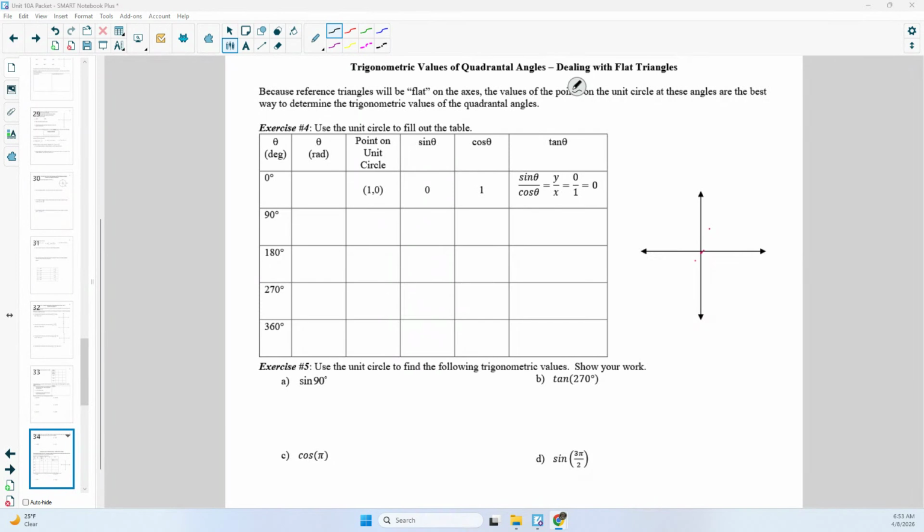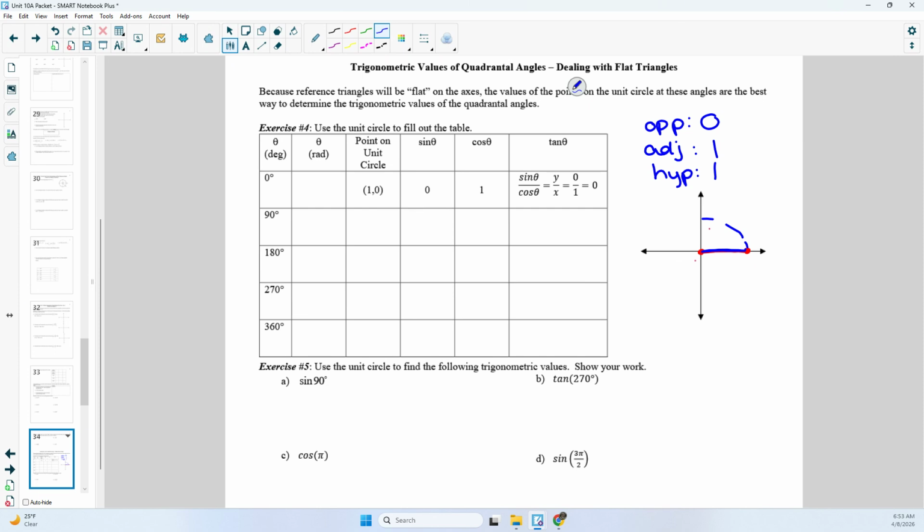So for example, I'm just going to show you with this one how it actually does make sense. If I drew a 0-degree angle and tried to make a triangle here, we could think of the opposite side being 0, the adjacent side, if we're on the unit circle, being 1, and the hypotenuse coming right down and laying on top of the adjacent side.